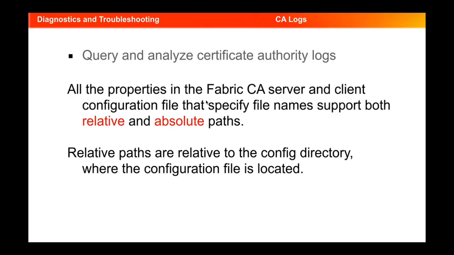Next, all the properties in the Fabric CA server and client configuration file that specify file names support both relative and absolute paths. Relative and absolute paths are very commonly used in every programming language. Relative paths are relative to the config directory in the case of Hyperledger Fabric, where the configuration file is located.